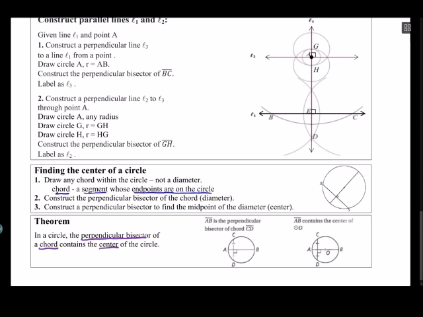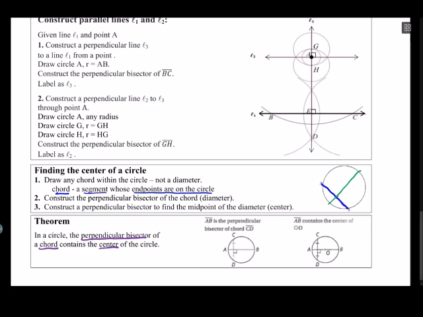is simply a segment whose endpoints are on the circle. So what we are going to do here is we are going to draw a chord anywhere that's not a diameter. We are going to construct the perpendicular bisector of that chord. We know how to do that. And why do we do that? Because we know that every point on the perpendicular bisector is equidistant from the endpoints of the segment.